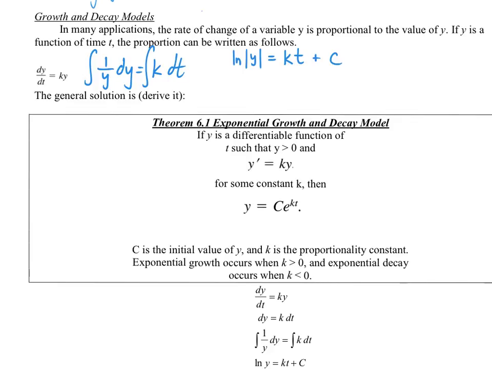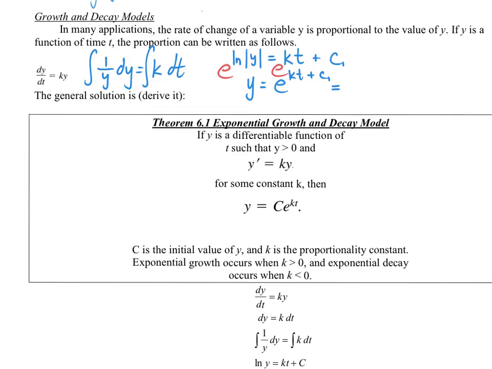What can I do from here if I want to solve for y? Put everything to the e. Yeah, e to the whatever. So that gives me y is equal to e to the kt plus c, which I can actually rewrite. I'm going to write this as c1. Wait, why? We did e to the on each side.